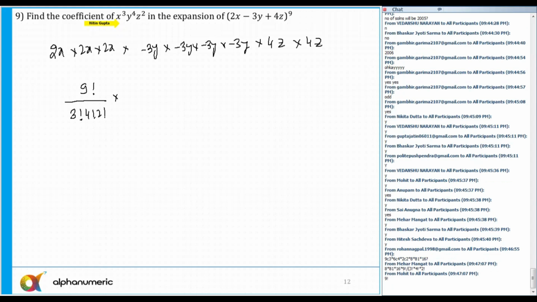So I'll say that is 2. This term is getting multiplied 4 times, so into minus 3 raised to power 4. And 4z is multiplied 2 times, so into 4 square. And into what? That is x cube y raised to power 4 into z square.